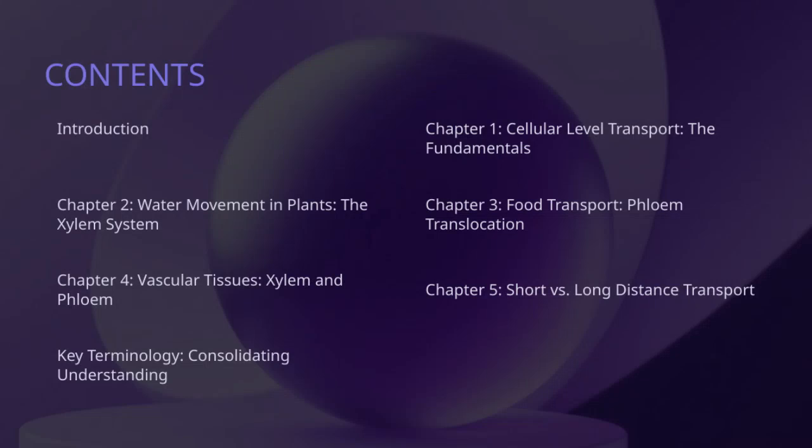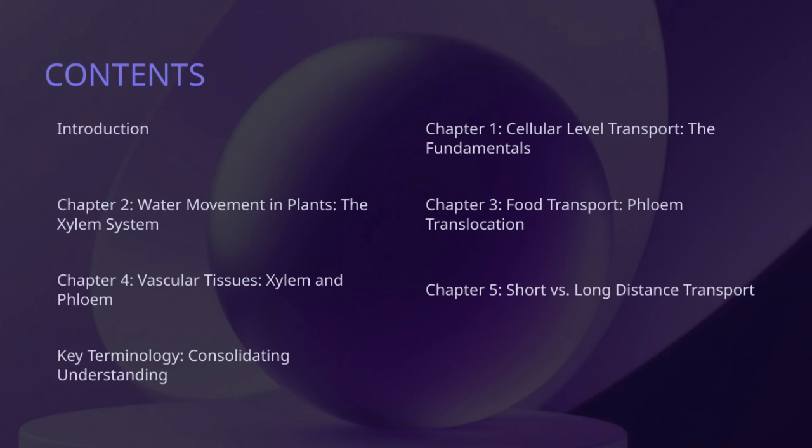Welcome to Slide 2. Here, we see an overview of the key chapters we'll be exploring today. We start with Chapter 5, which focuses on the differences between short and long-distance transport in plants. This is crucial because it helps us understand how nutrients and signals move efficiently within different parts of the plant. Next, we have Chapter 3, which dives into food transport through phloem translocation. This is how sugars and organic molecules are distributed from sources like leaves to other parts.